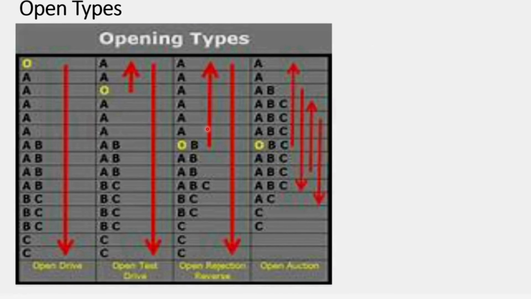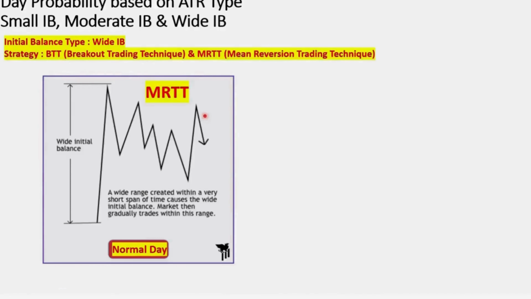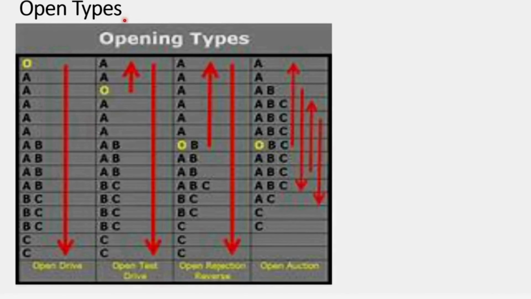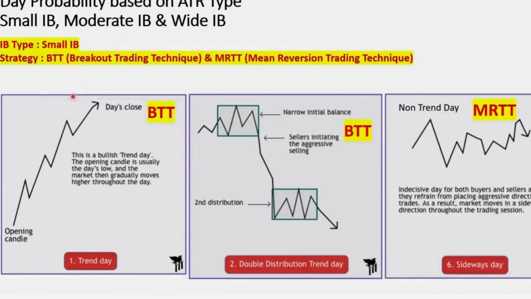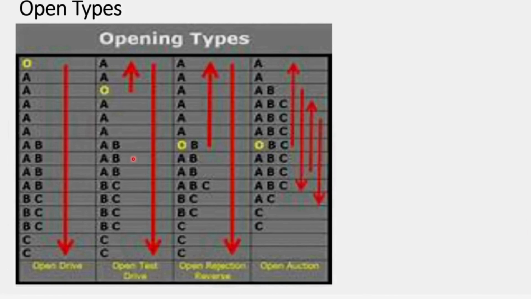Once we have this framework in place, comparing these day types with the open types gives us even more insights. For example, an open drive combined with a trend day often confirms strong directional movement, while an open test drive might indicate that the price is testing previous levels before choosing a direction. In summary, by combining the understanding of day types and open types, we enhance our ability to anticipate market behavior and select the most effective trading strategies.